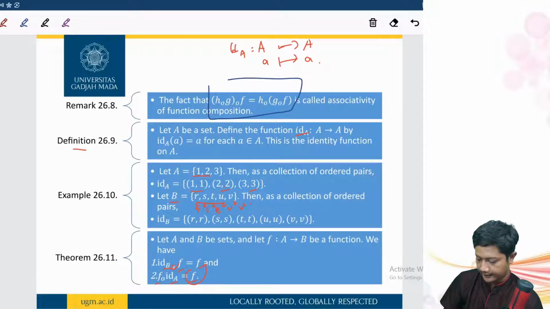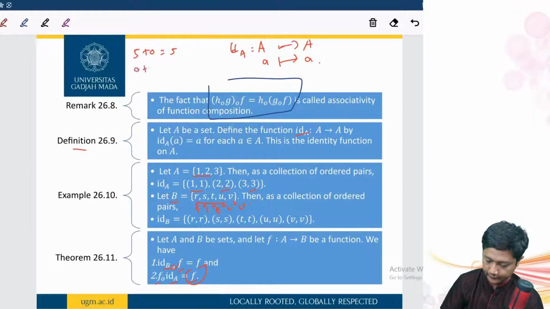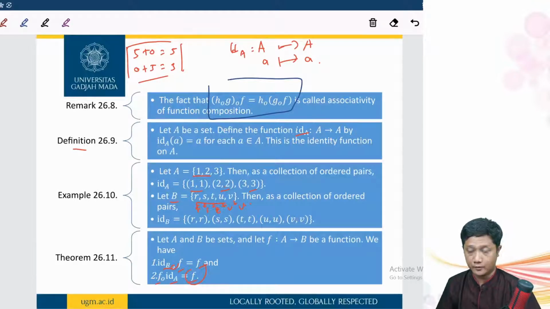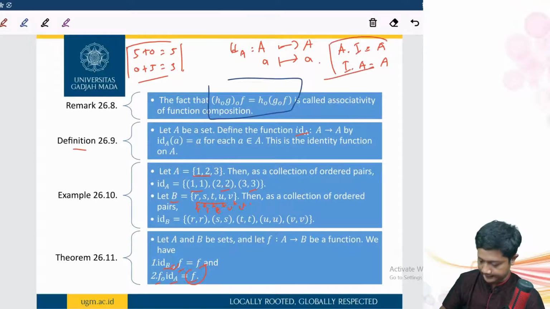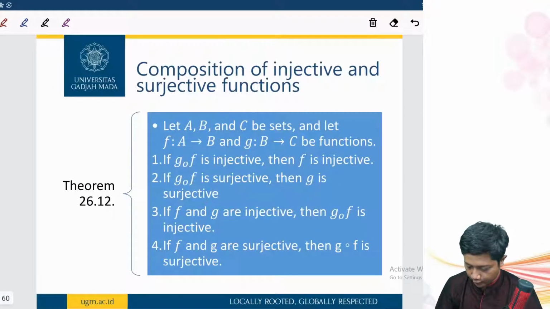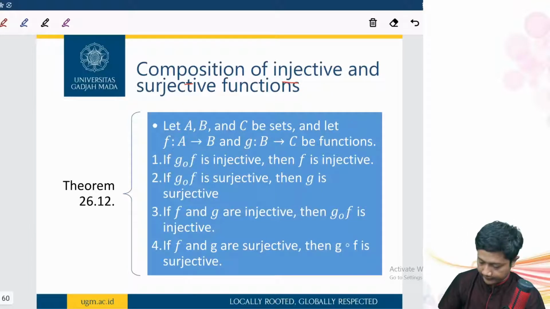Okay, so it is like when you have a number, for example, 5 plus 0 is equal to 5, and 0 plus 5 is equal to 5. Okay, so we have this kind of property. Or if you are not convinced enough, when you have matrices, then A times the identity matrix I, and I times A is also A, right? So it's like this. And how about the composition of injective and surjective functions?